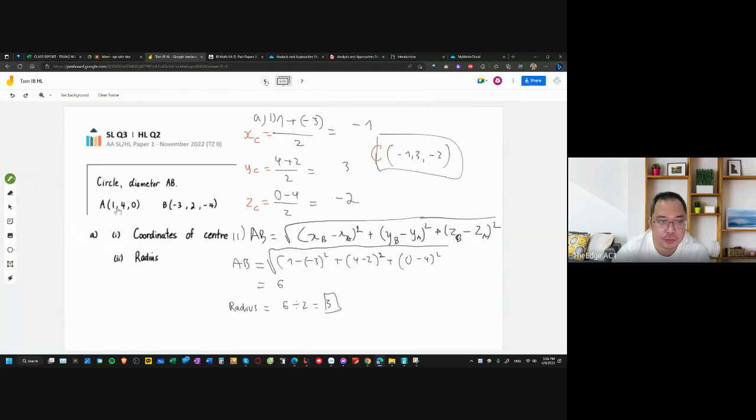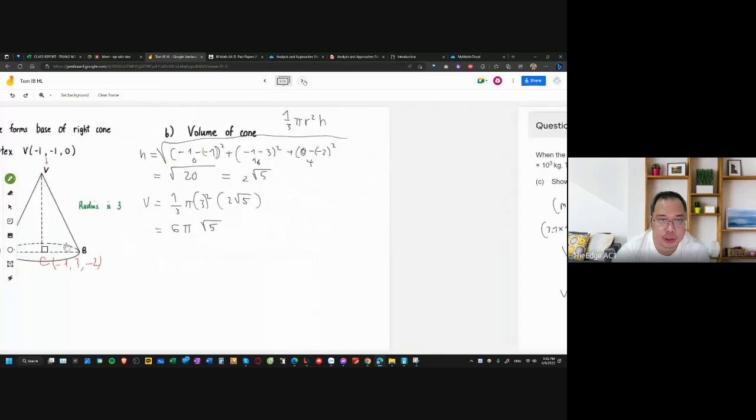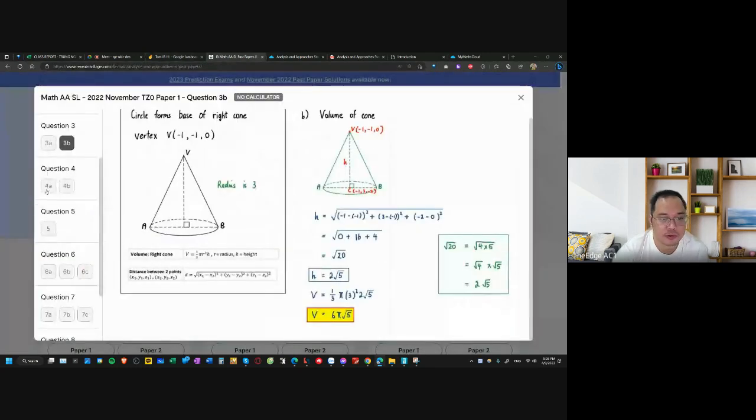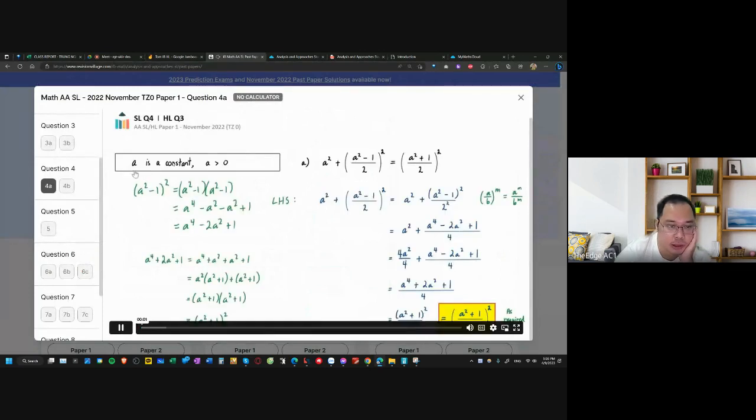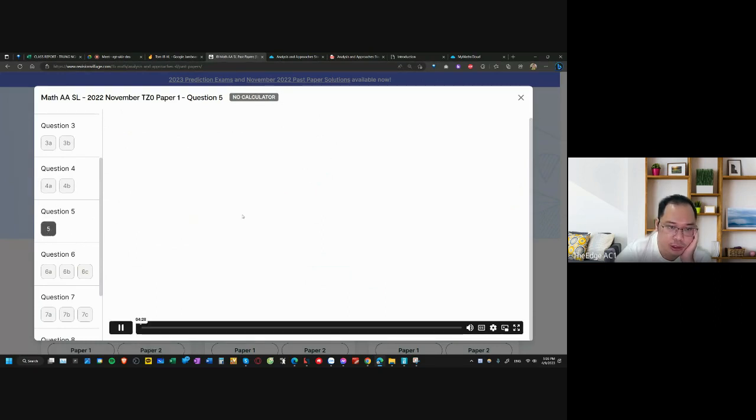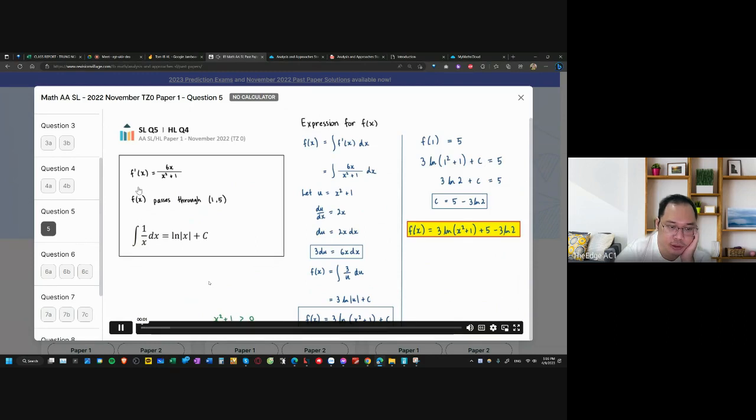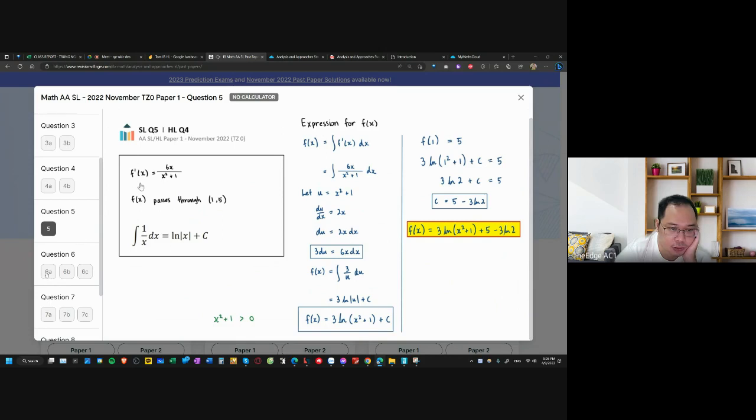Volume. Okay. Question 4 in this paper: a is a constant greater than 0. We need to prove this thing. Anyway, it's not geometry. Question 5 is about derivative and calculus. Very simple calculus.